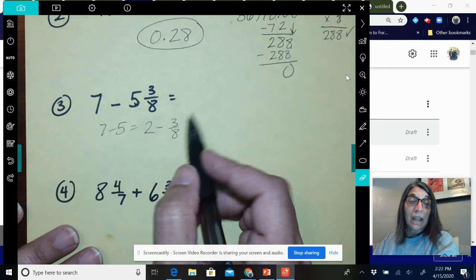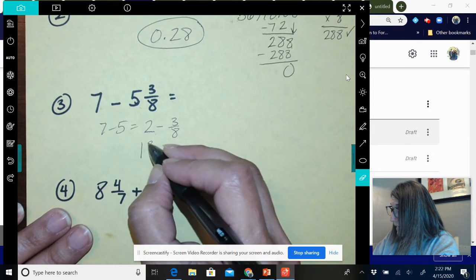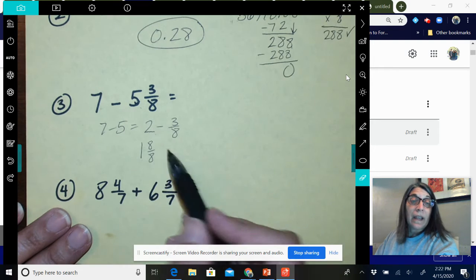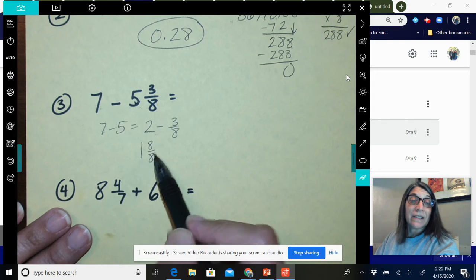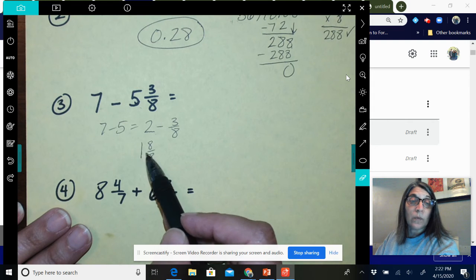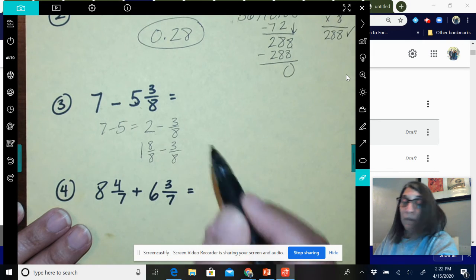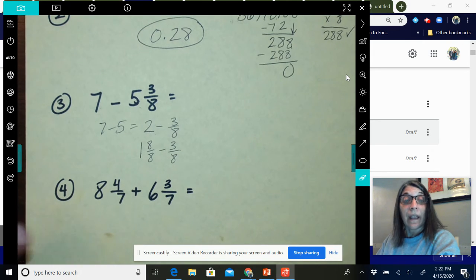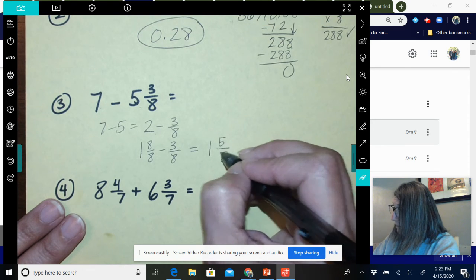But I still have to take this 3/8 away. And so when I look at 2, it's also the same as 1 and 8/8, isn't it? Okay, I can take 2 and change it into 1 and 8/8, because 8/8 is equal to 1, and 1 and 1 is 2, right? Because now I can subtract a fraction with the same denominator, and it's really simple. I'll see, oh, I have 1 and 5/8 left.